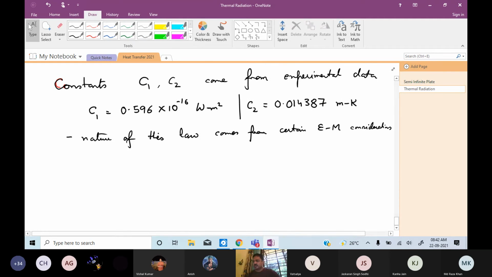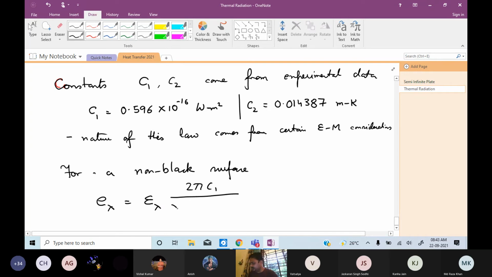So from here we can write, therefore, for a non-black surface, E lambda is going to be epsilon lambda times 2 pi C1 divided by lambda to the power 5 times e to the power C2 by lambda T, minus 1.